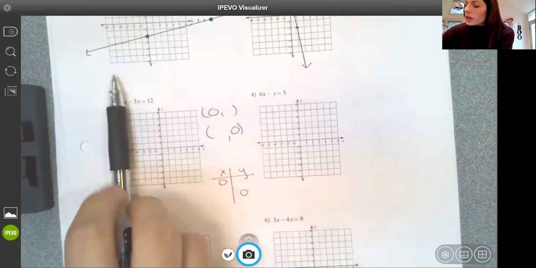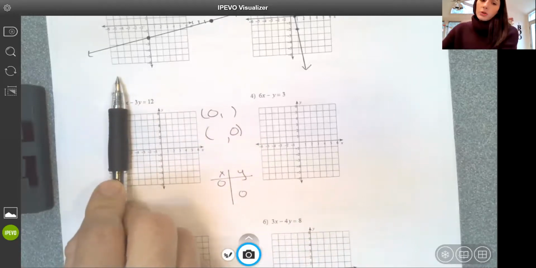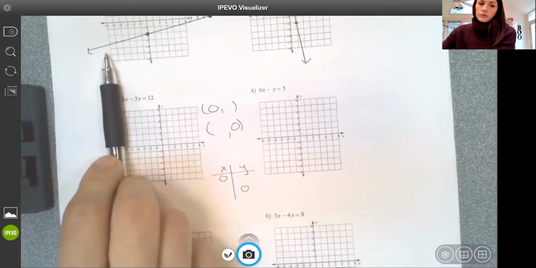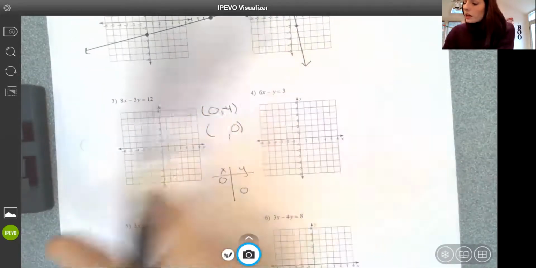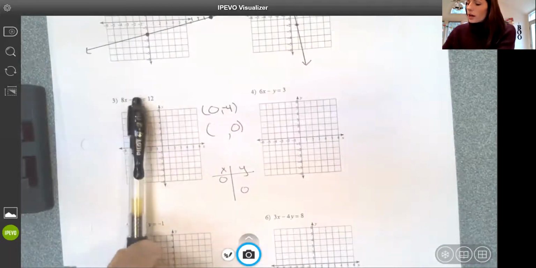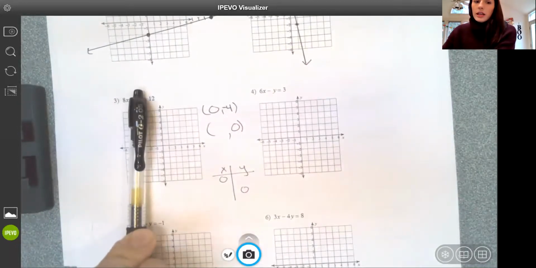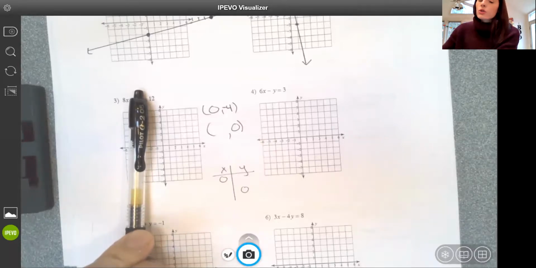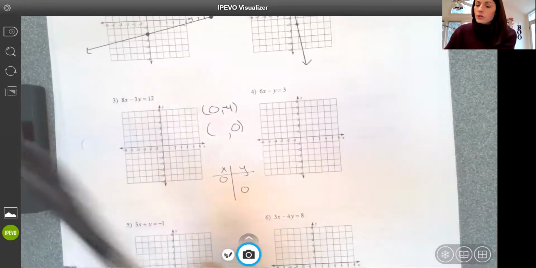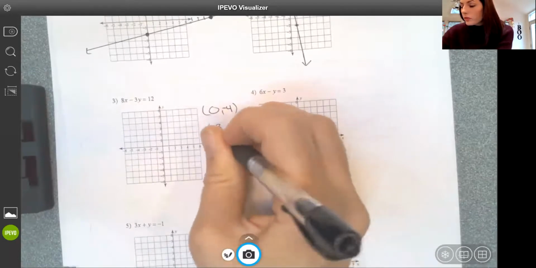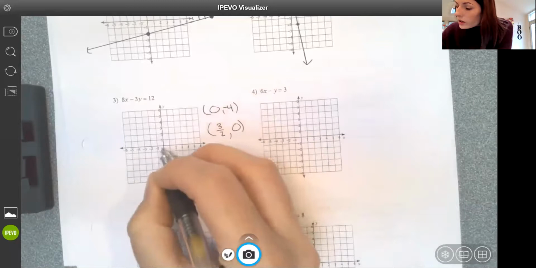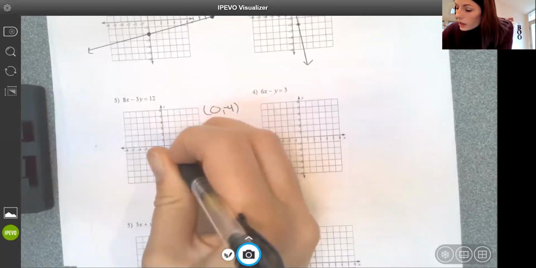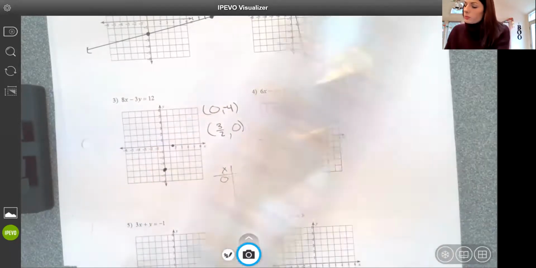So on this one, if I cover up X, what's my y-intercept going to be? -4. And if I cover up Y, I get 8X equals 12. So that's going to be 12/8, which we can reduce to 3/2. So I go 0, -4, 3/2, 0. So 3/2 is going to be between 1 and 2.